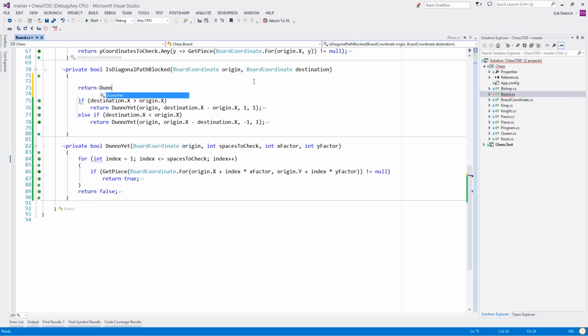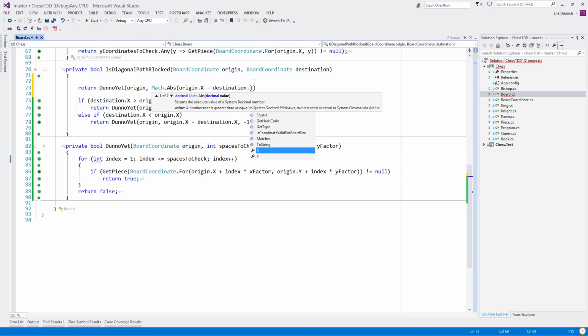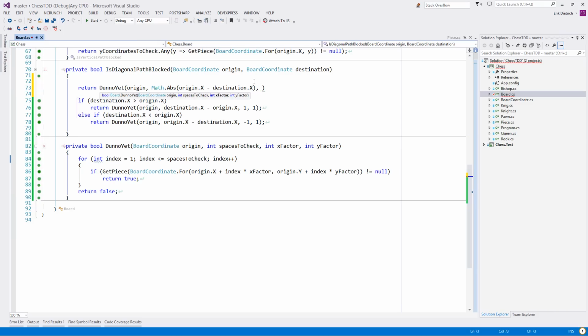Gotta say, this part I don't remember. Oh, right. I'm looking to get rid of this idea of having these conditionals and these diagonal path blocked. I should be able to express this mathematically. The number of spaces to check is going to be the origin minus the destination, and if that turns out to be negative, you just multiply it by -1. So basically, absolute value of this.